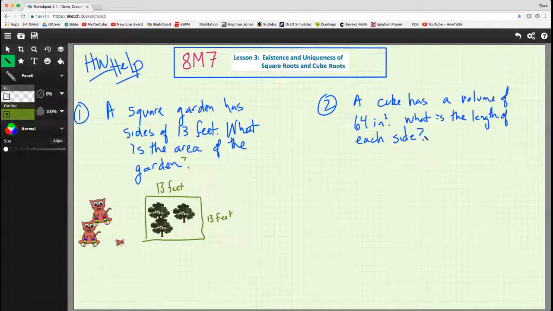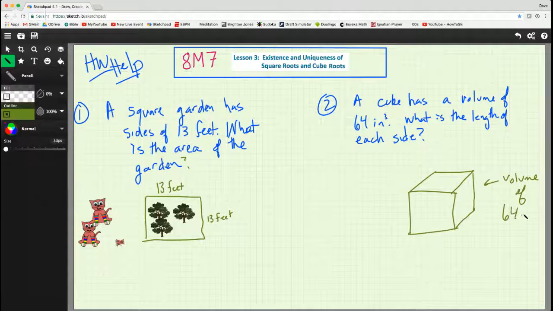So the question is, what is the area of the garden? All right, and then over here we have a cube, and it has a volume of 64 cubic inches. And so we have these sides, and the sides are all the same length, right? That's the definition of a cube. It's like a square, but it's a three-dimensional square. So pause and try.